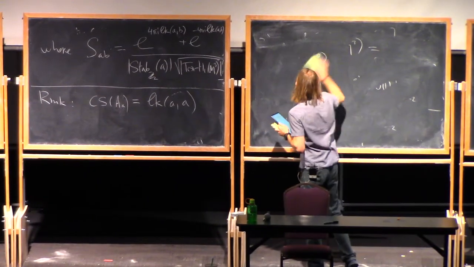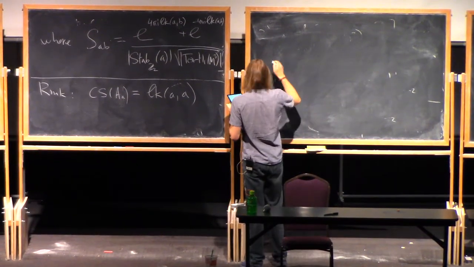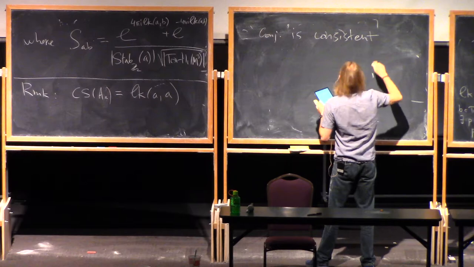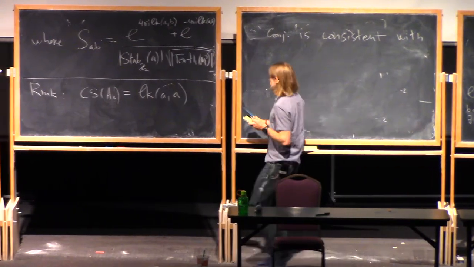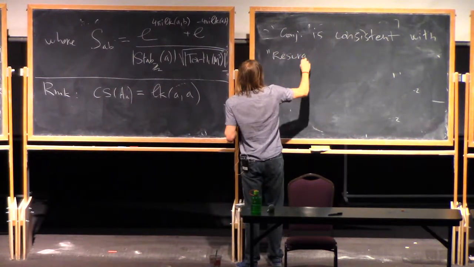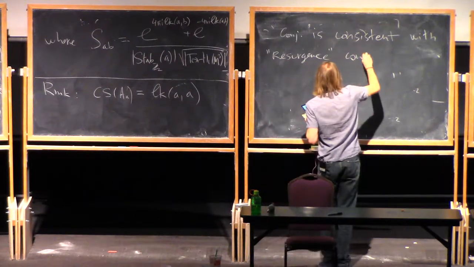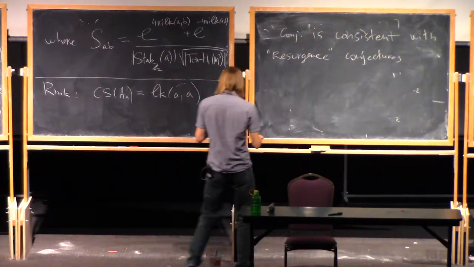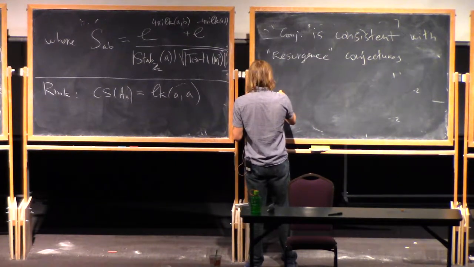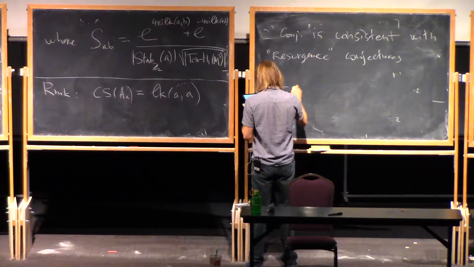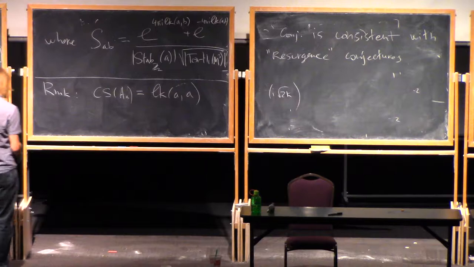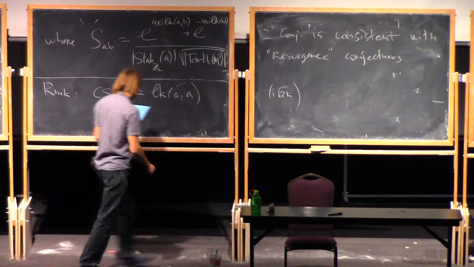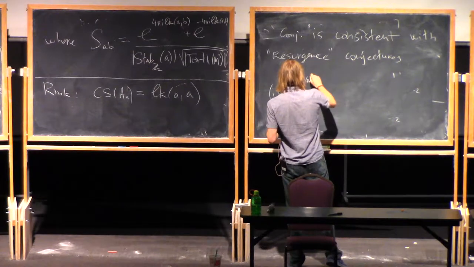The other remark is that the conjecture is consistent with those resurgence conjectures, which are a stronger version of the asymptotic expansion conjecture. This is because although naively it looks like there is only a sum over abelian flat connections, the point is that the non-abelian connections are repackaged here in some way.